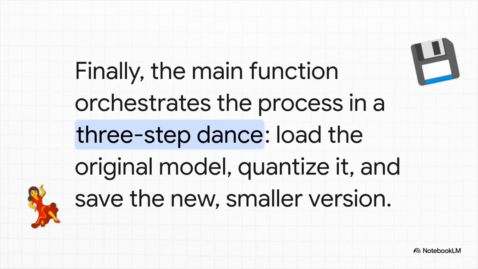Finally, the main function just pulls everything together. You load the big, original model, you run our shrinking function on it, and then you save the brand new, much smaller version. And that's it. It's a really straightforward workflow that gives you a model that's ready to run on way less powerful hardware.